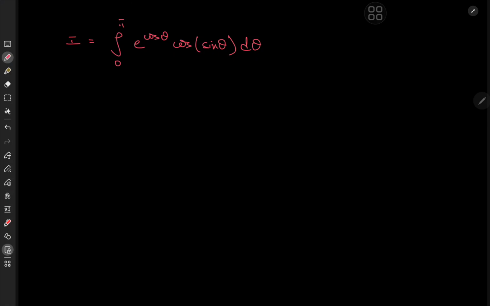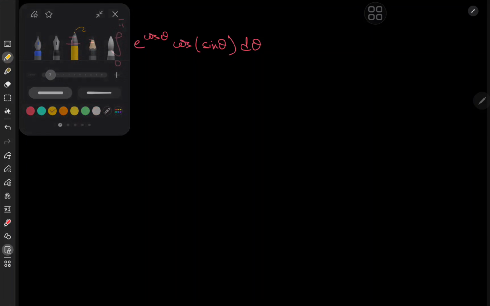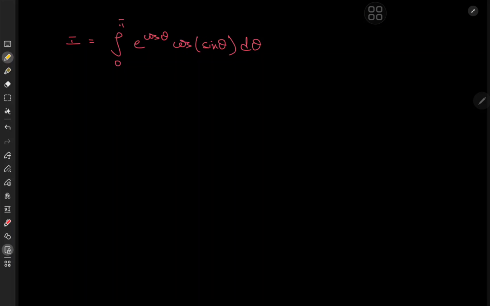Well, no worries. There are actually a couple of ways to solve this integral that are both extremely cool. So let's go over them one by one, starting with the complex realm. So I would like to first take note that you have cosines involved. So cosine theta here is an even function, and so is this cosine of sine of theta.